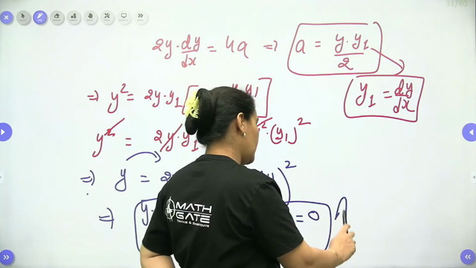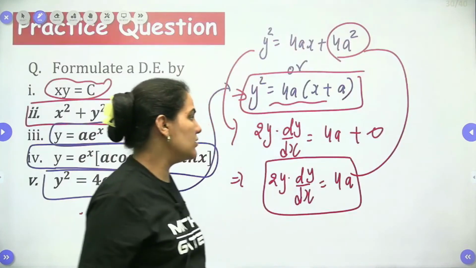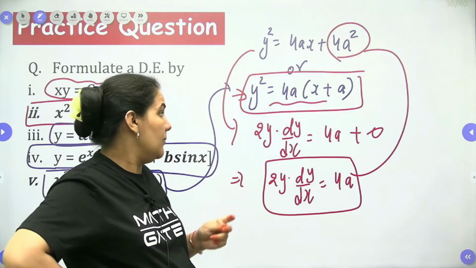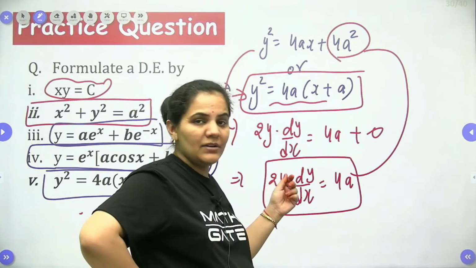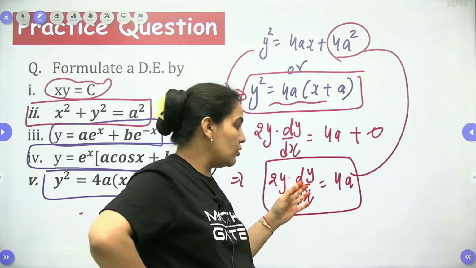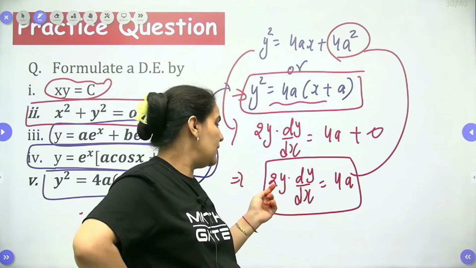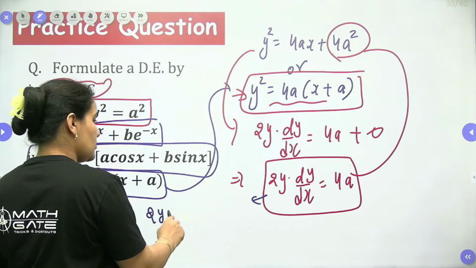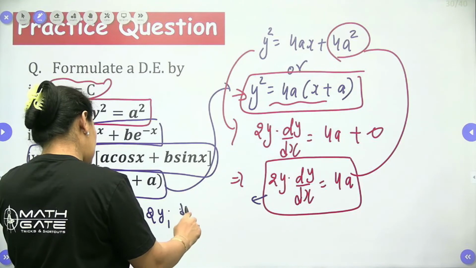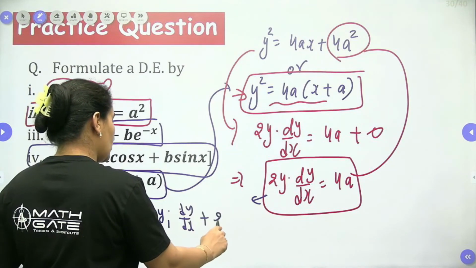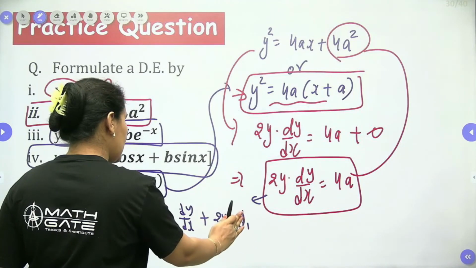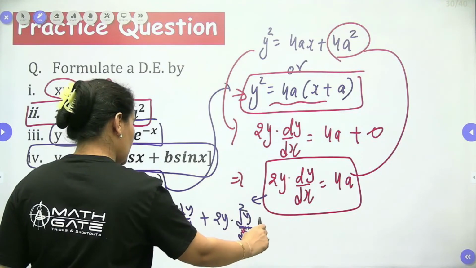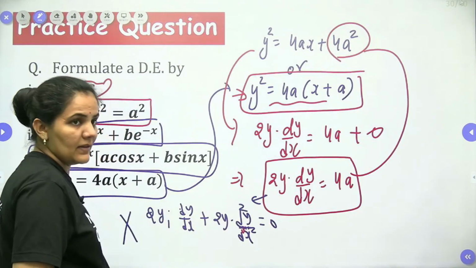This is a very good question. Why? Because so many students think that by differentiating only one time the arbitrary constant should be removed, but here you can see the arbitrary constant is not removed in one time only. So many students think, okay, let's differentiate one more time. The students can do like this also, which is absolutely wrong. You can do 2y1 into dy by dx as you already have, plus 2y into y1, differentiating it again, so it will be d2y by dx2 is equals to 0. Which is absolutely wrong.